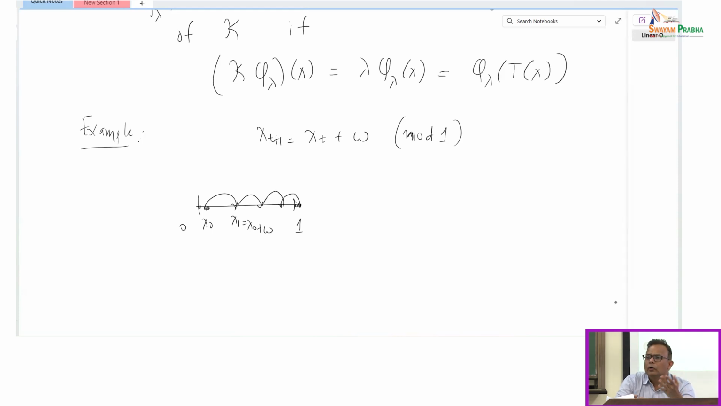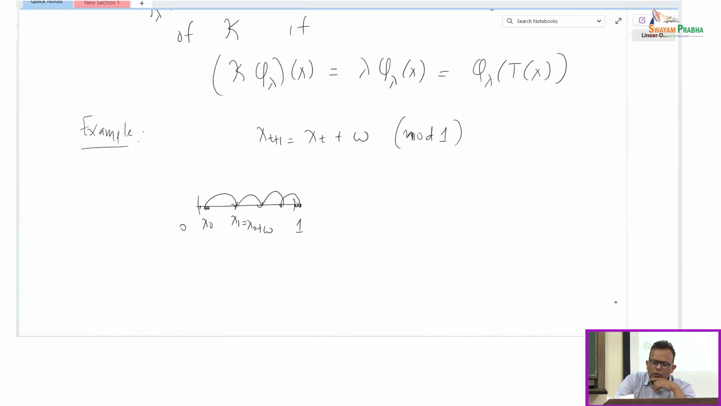Anyway, that's not the main focus. This dynamics is evolving on a circle, which is a manifold. If I forget about the mod 1, this is affine linear, because x_{t+1} is x_t plus omega, and omega is a constant term. But because it is mod 1, it is actually nonlinear. You can have linear dynamics on a nonlinear manifold, and it is still nonlinear.